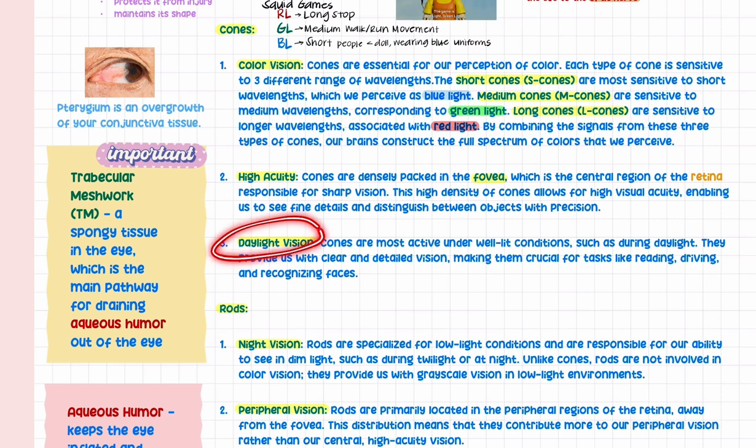Next is daylight vision. Since cones are sensitive to three different specific colors, these colors can be seen in the daylight. So cones have to do with seeing throughout the day.